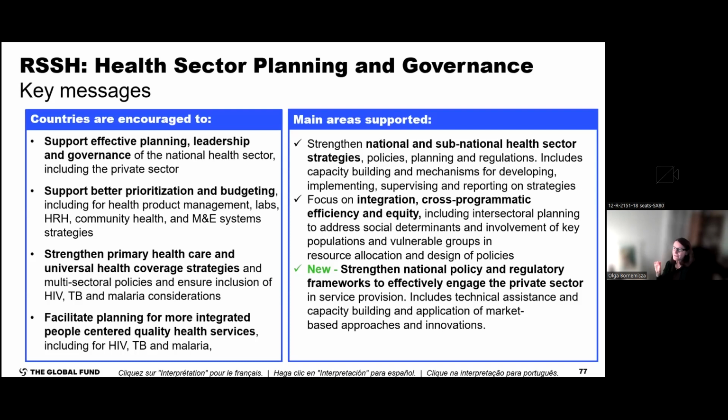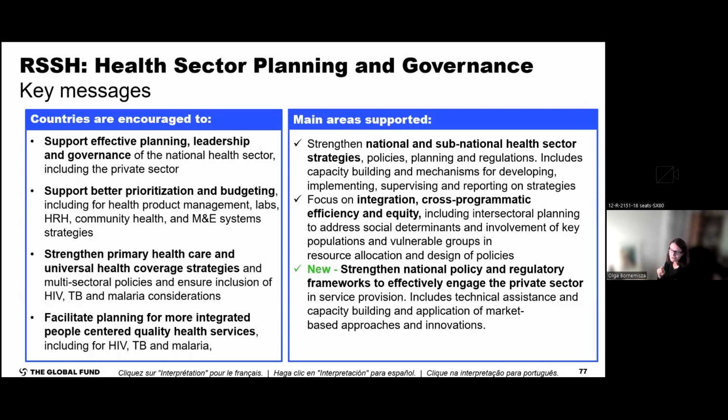And we put that first because it's so fundamental to the way that health systems function. So we really want to encourage countries to support this in 4 areas. So first of all, supporting effective planning, leadership, and governance of the health sector, and including the private sector.